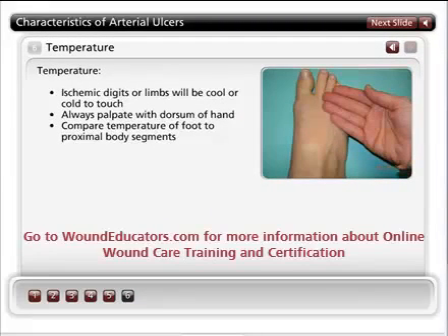Ischemic digits or limbs will be cool or cold to the touch because of decreased blood supply. Since the dorsum of the hand is more sensitive to temperature changes than the fingertips, skin surface temperature can easily be assessed by lightly palpating with the back of the hand after allowing the patient to rest supine with shoes and socks removed for at least 5 minutes prior to testing. The temperature of the patient's foot should be compared with more proximal body areas.